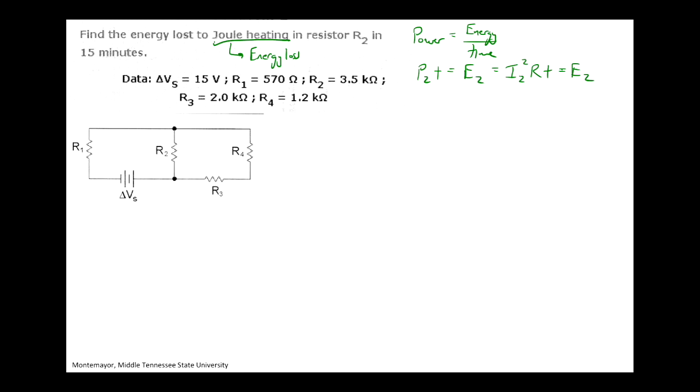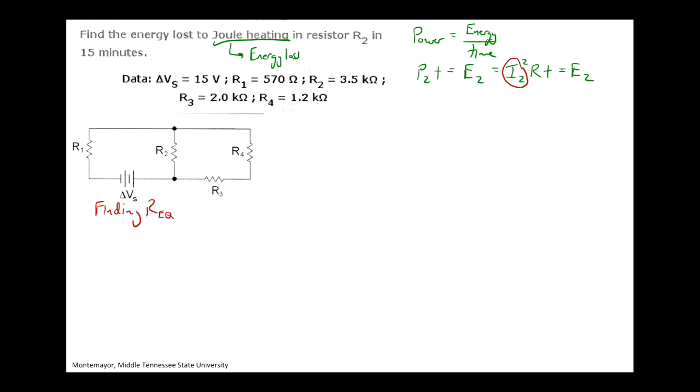Who knows? So we're trying to find this E2. So we're going to have to work our way through in order to find the amount of current that's passing through resistor 2 in order to solve the problem. So let's start by simplifying the circuit by reducing it down to one equivalent resistance. So I'm going to start by finding REQ, the equivalent resistance for this circuit.